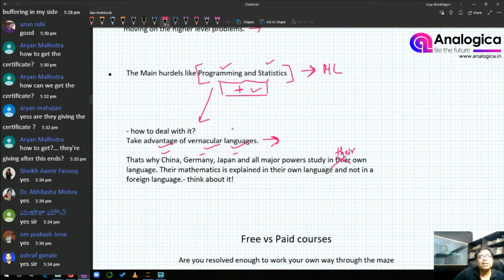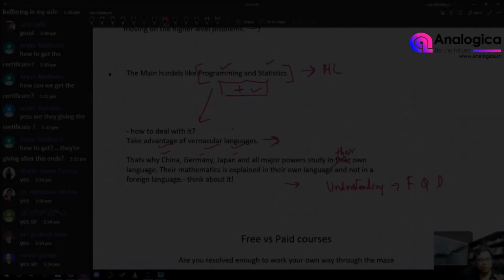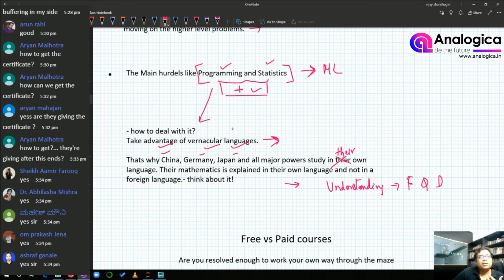So when they study something in their own language, the understanding is faster, quicker, and deeper. Faster, quicker, and deeper, right? So I would also suggest and appreciate if you guys can find material in your own language concerning programming and statistics.